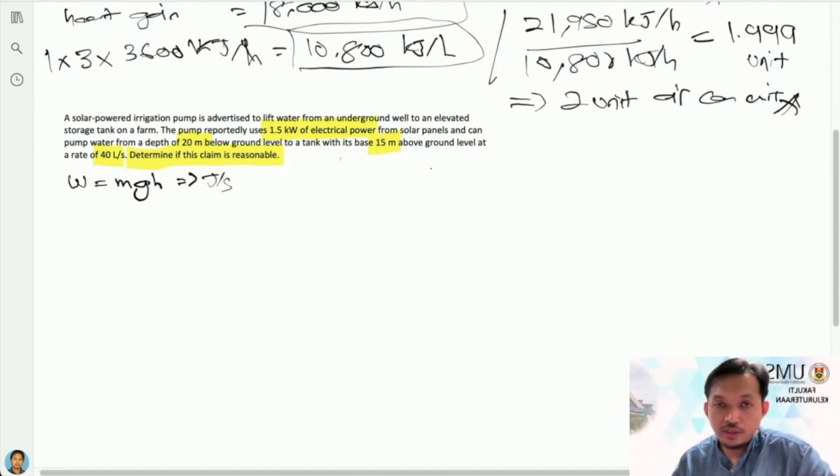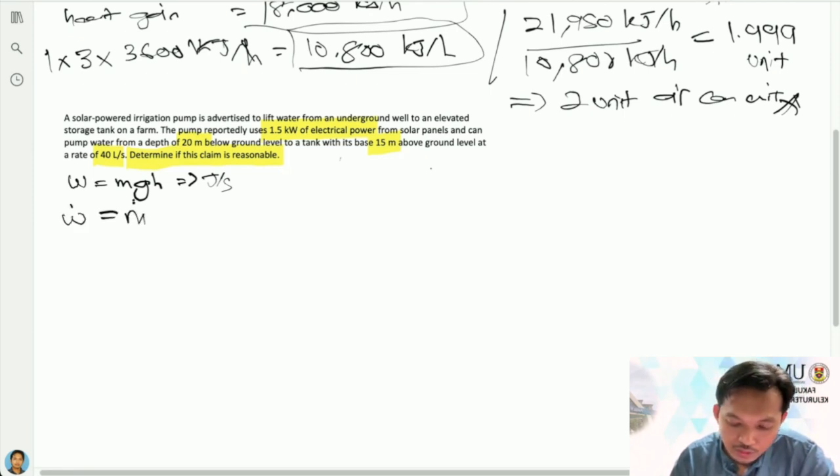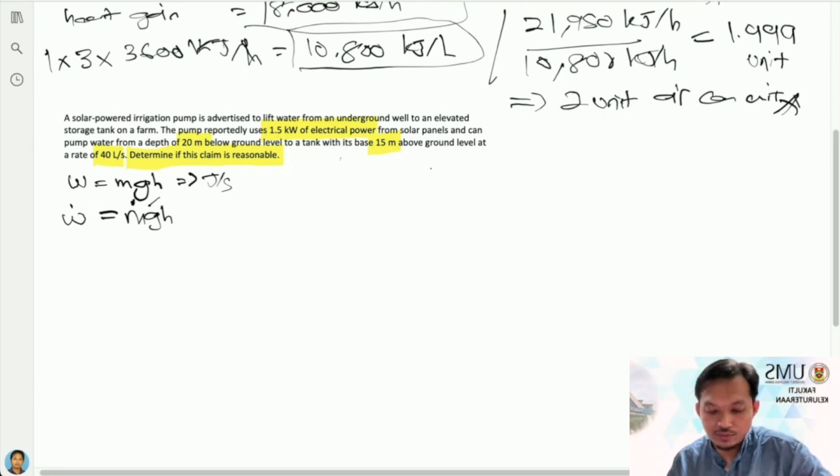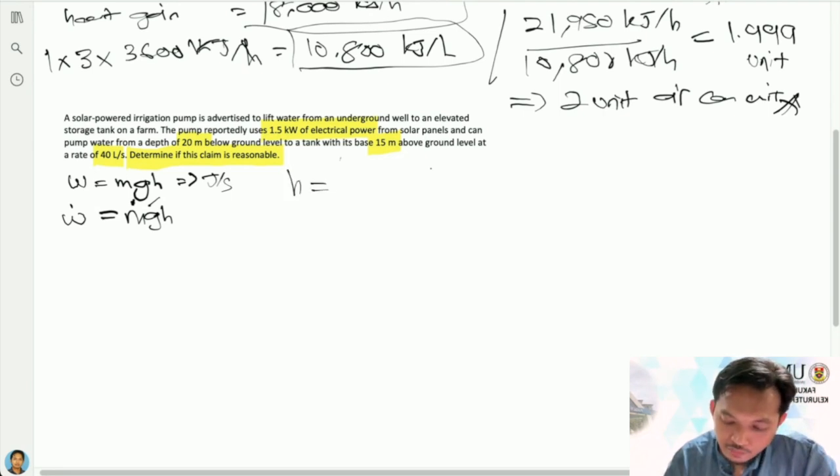For power, it's in terms of time or second. So for power, W dot equals M dot gh. Hopefully you can see the dot over there, right? We know gravity is a constant value, so no issue there. For the h, straightforward, you simply add 20 meter plus 15 meter, so you get 35 meter.